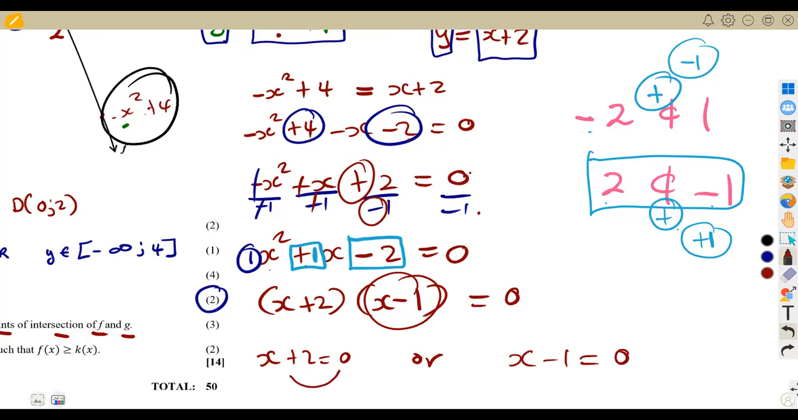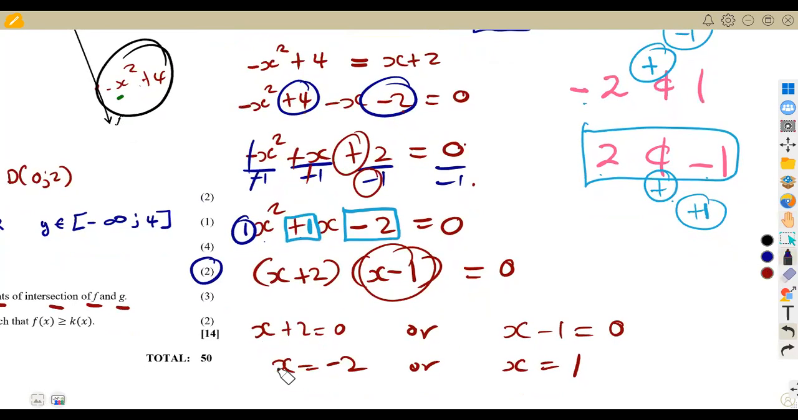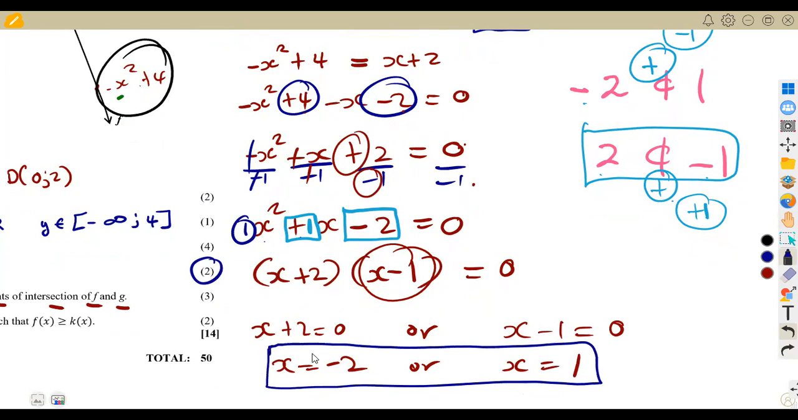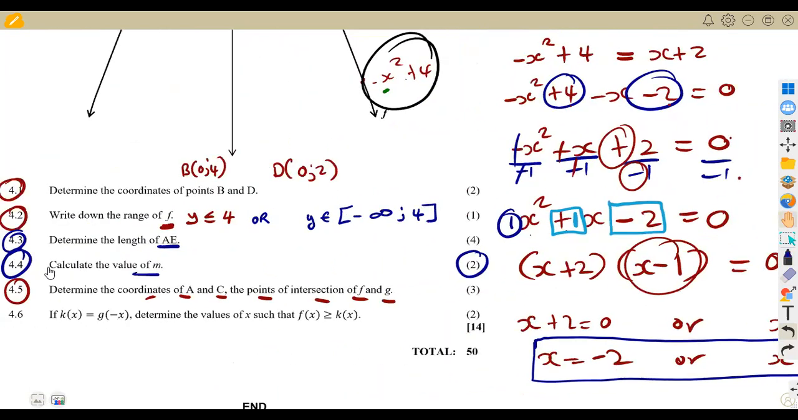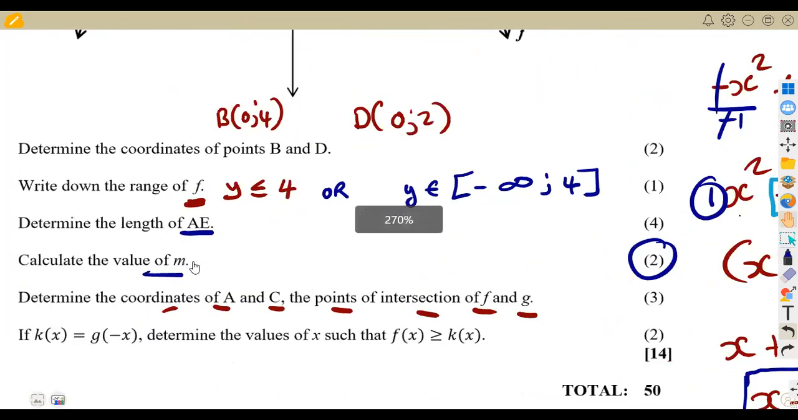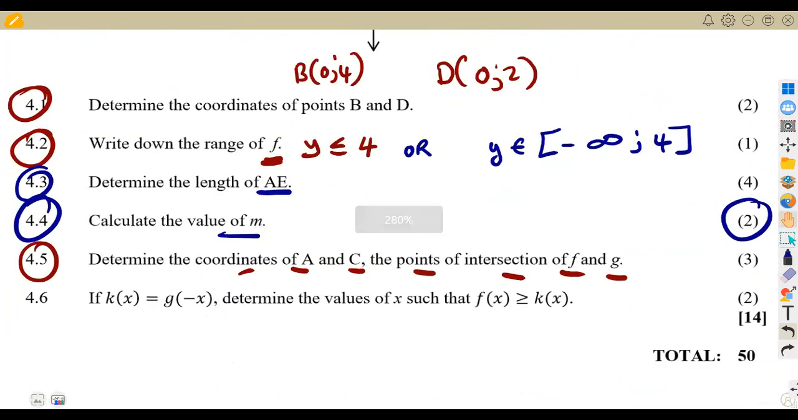So if I transpose 2 to the other side, it becomes a negative 2. That's a negative 2 there. Then if I take negative 1 to the other side, it becomes a positive 1. So these are the x values that we are going to have: x being a negative 2 and x being a positive 1. But these are supposed to be points, so we need to determine the coordinates, like the value of x and the value of y.